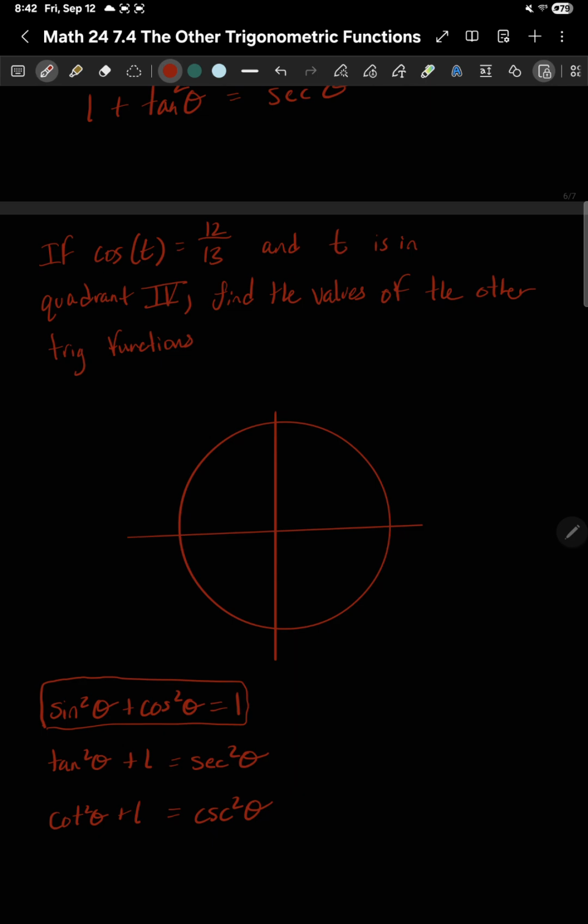Since they're telling us that cosine of t is 12 over 13, and they also tell us that t is in quadrant 4, that means we're going to be in this quadrant here.